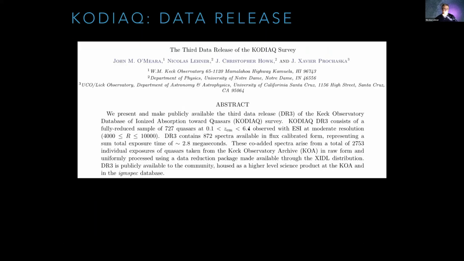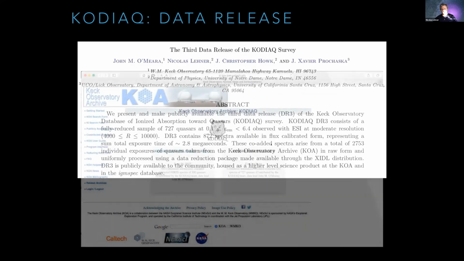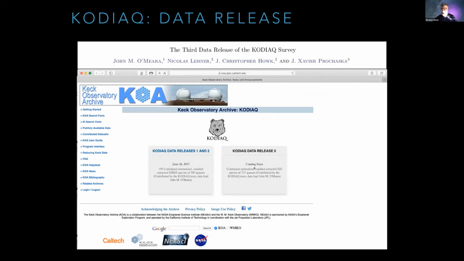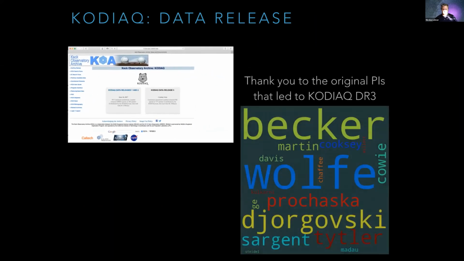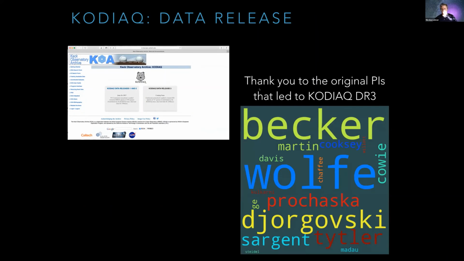And just to wrap up, I want to advertise the latest KODIAQ data release. This is number 3, and this is a release of 727 quasars at redshift 0.1 to 6.4 that were observed with ESI. And John has just submitted the paper to AJ. The link is not live yet, but it should come very soon at the KOA. And of course, without the PIs who actually obtained all this ESI data, we would not have the KODIAQ DR3, so we thank them. In summary, KODIAQ DR3 is coming live soon.